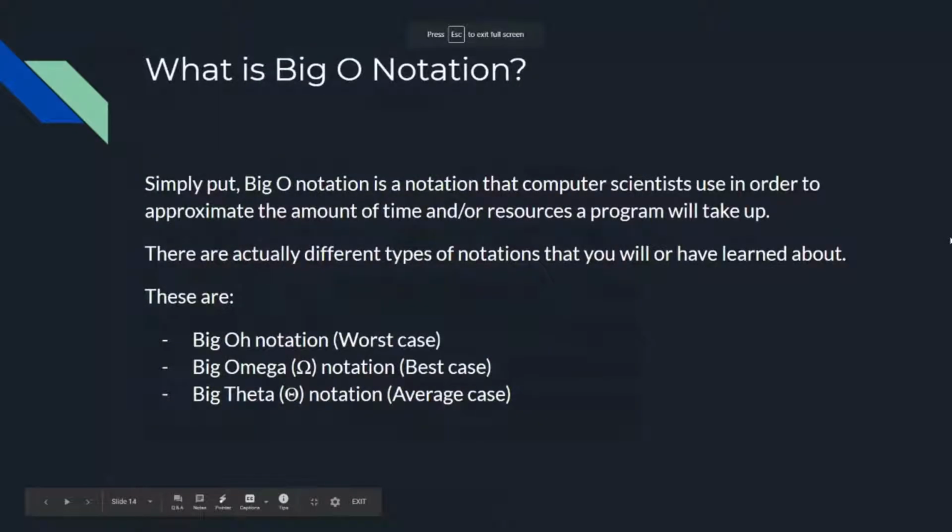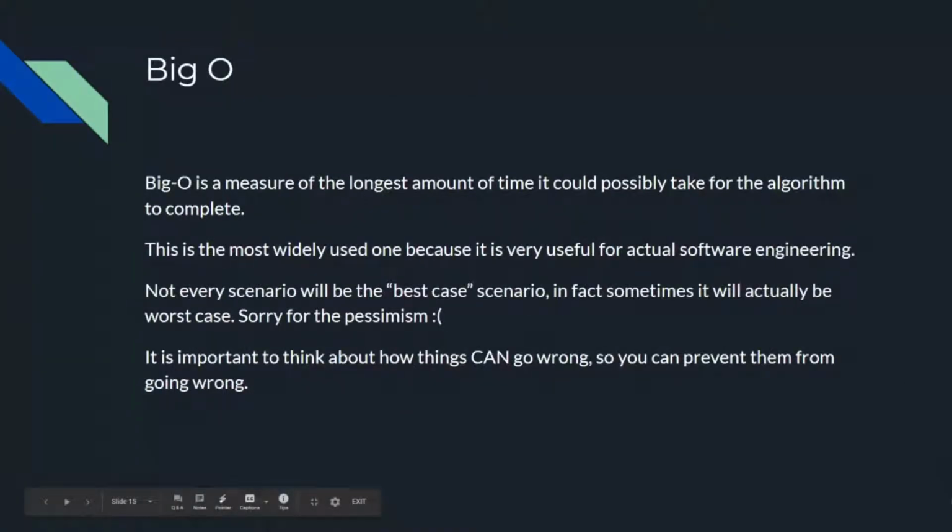Okay. All right. Now we're going to talk about big O notation. Simply put, big O notation is a notation that computer scientists use to approximate the amount of time and/or resources a program will take up. There are actually different types of notations that you will or have learned about. These are big O notation, which represents the worst case, big omega notation, which represents the best case, and big theta notation, which represents the average case. So let's talk about big O first.